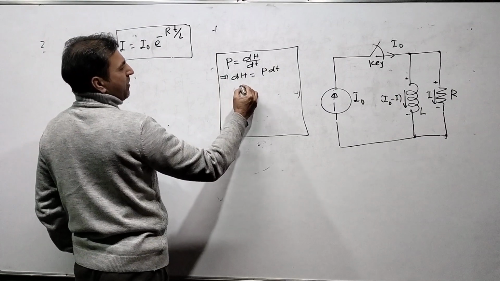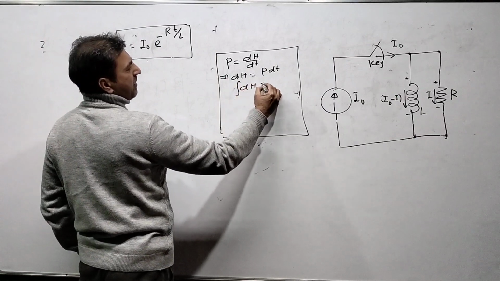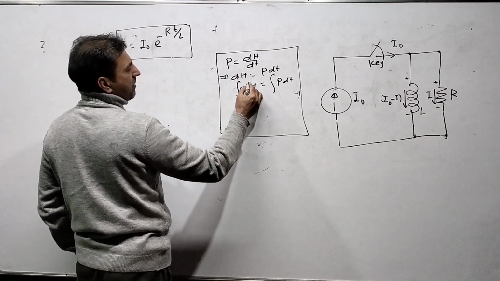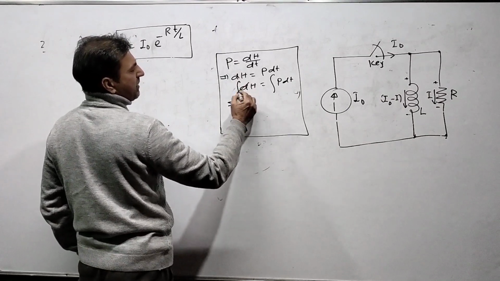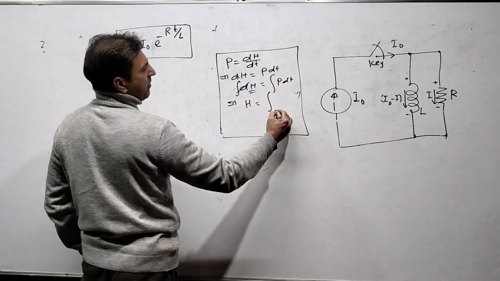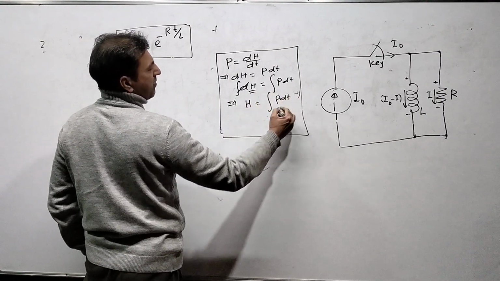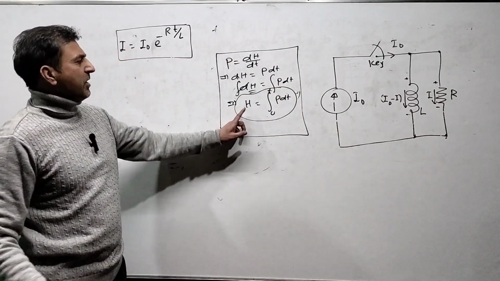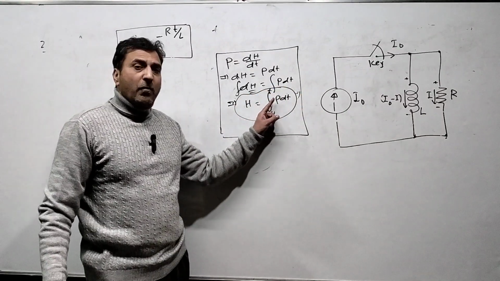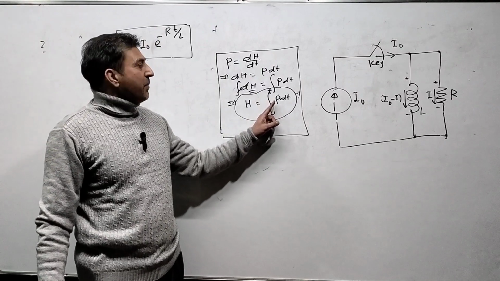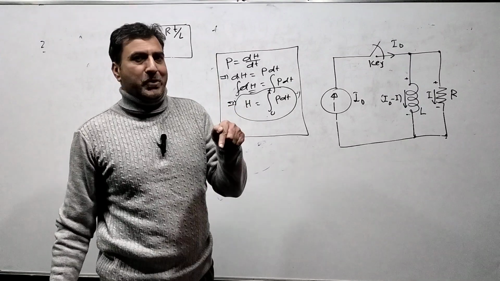Integrating, when you integrate P dt, this is delta H, heat generated, or H is equal to integration P dt from 0 to T. This is the equation for heat generated. If we want to use calculus, because here we need to use calculus, why? Because power through the resistor is not constant.